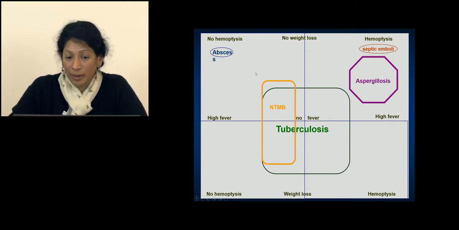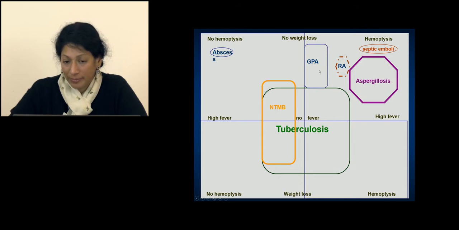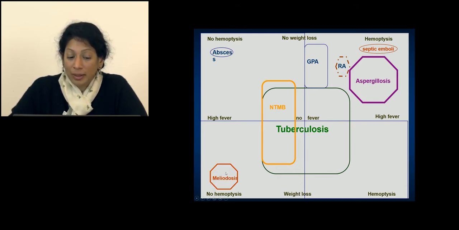are up here. And granulomatosis with polyangiitis, it has also no weight loss, but it has very often hemoptysis, so it's on this side, and it has not too much fever, so it's in the middle and not on this side. Rheumatoid arthritis nodules are very rare, and if we had to classify them, they would be in the no weight loss and intermediate fever and malaise area. And this odd diagnosis of melioidosis, which was very rare, it has no hemoptysis, but it had high fever and weight loss, so it was here.